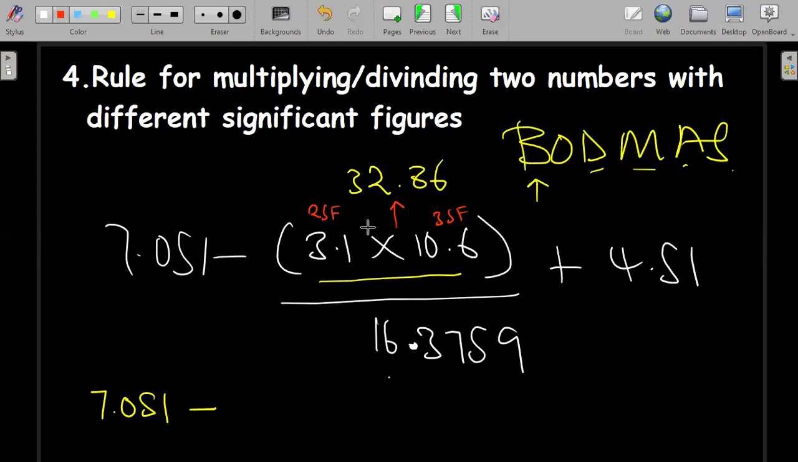So our final answer should also have 2 significant figures. We round off from there. This is 8, so if I round it off, it becomes 3 there because it's greater than 5. So what I have in the brackets, following the rules for different significant figures, is 33. What was in the bracket has turned into 33, and then divided by the 16.3759, and then plus this number 4.51.